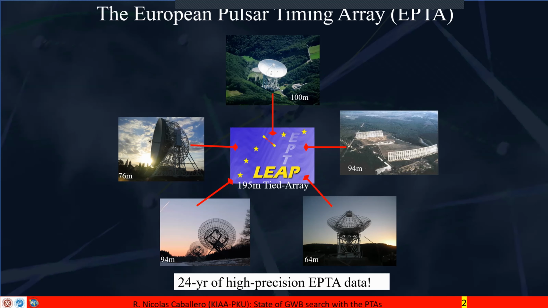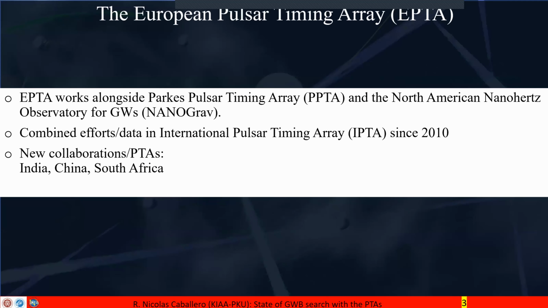So we have been working for many decades on this project, so all the work here deserves credit to a lot of people. And the EPTA obviously has been working alongside the PPTA and Nanograv in Australia and in North America. And with these colleagues, we also have the International Pulsar Timing Array, where we combine data and analysis since 2010. And there are, of course, new collaborations emerged in India, China, and South Africa, which are slowly all integrating into the IPTA scene.